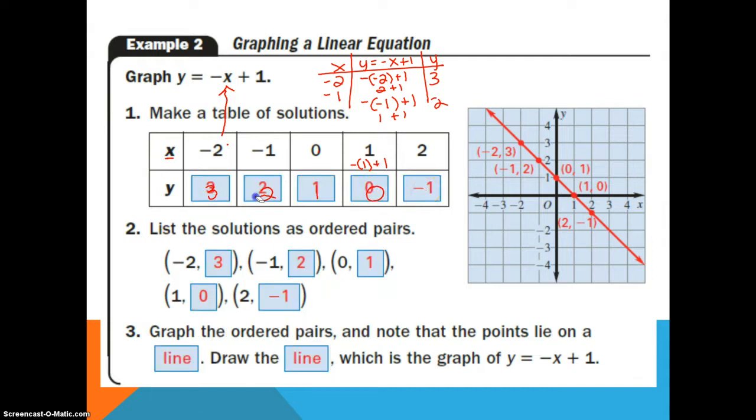List the solution as an ordered pair. If you want to skip this step, you may. Just know that this is your ordered pair: (-2, 3), (-1, 2). Again, these are your ordered pairs, x first, then y. Then you graph the ordered pairs on the graph, and then you draw a line through them. This is a linear equation, which means if you're not getting a line, then you messed up somewhere. Again, make sure it graphs a line.